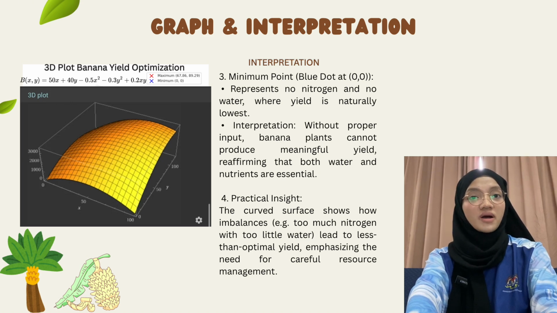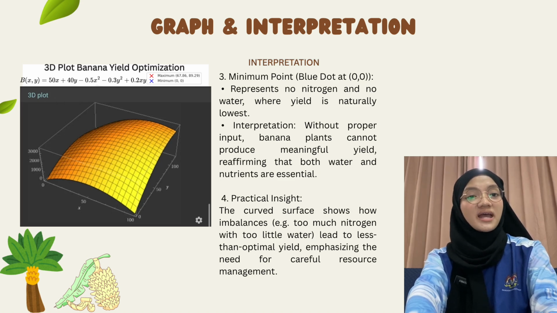What this means for farmers is clear. By targeting 67.9 kg per hectare of nitrogen and 89.3 mm per hectare of water, they will achieve maximum production while avoiding the substantial losses that come from guesswork or improper ratios.